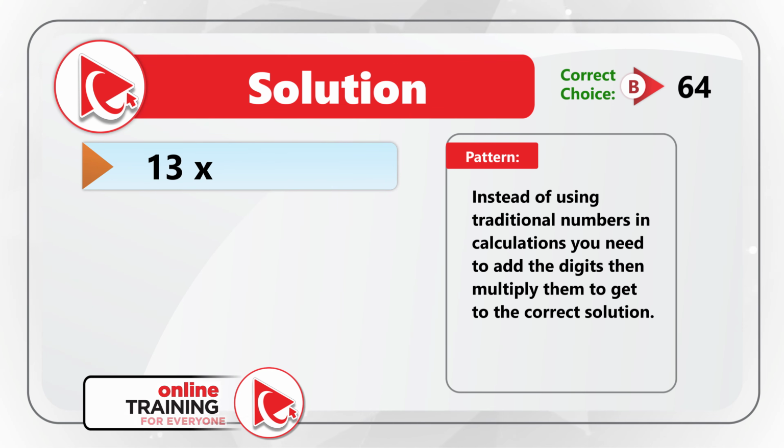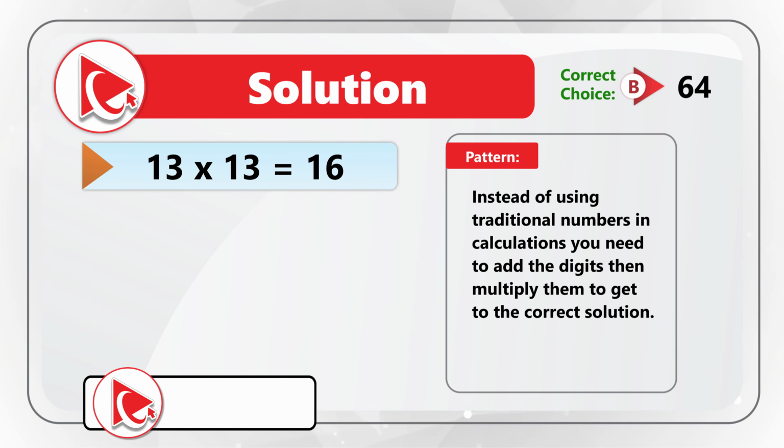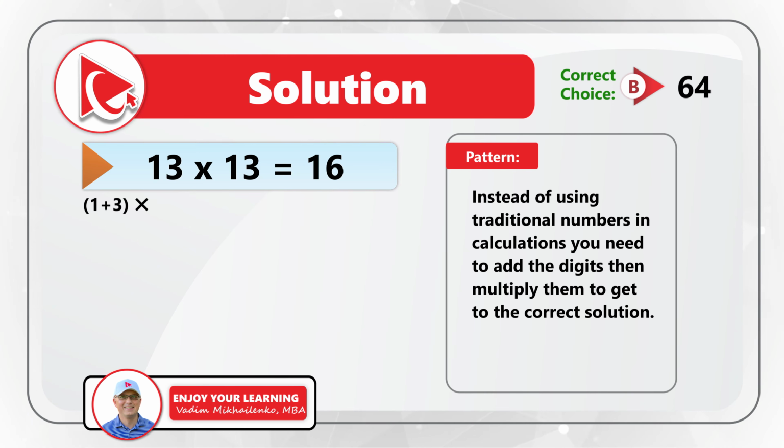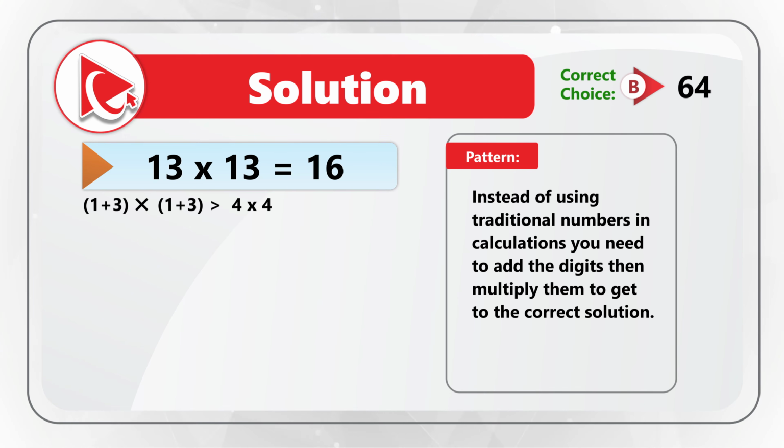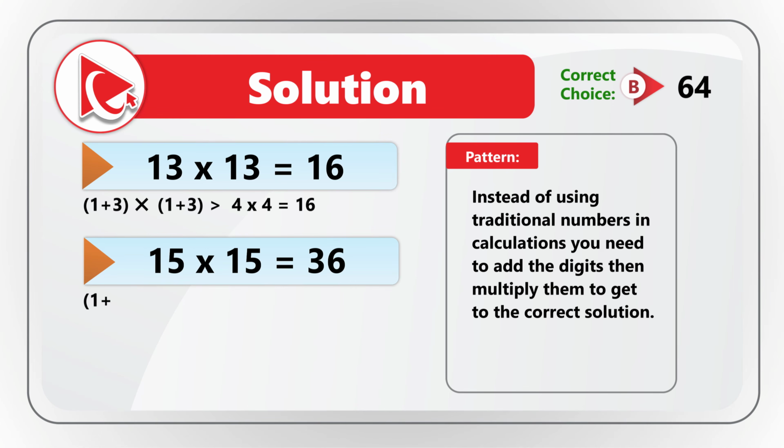So let's look at the first expression. 13 multiplied by 13 equals 16. In reality, you need to sum up 1 plus 3, then multiply at another expression 1 plus 3, which would be 4 multiplied by 4, which would be equal 16. For second expression, you need to add in parentheses 1 plus 5, multiplied another expression in parentheses 1 plus 5, would be equal 6 multiplied by 6, which would be equals 36.